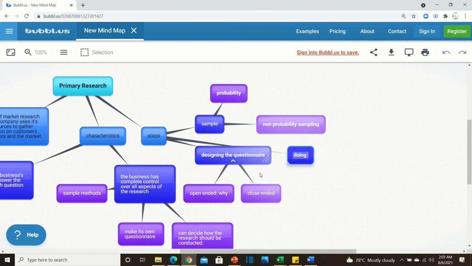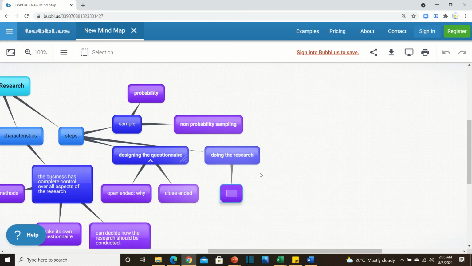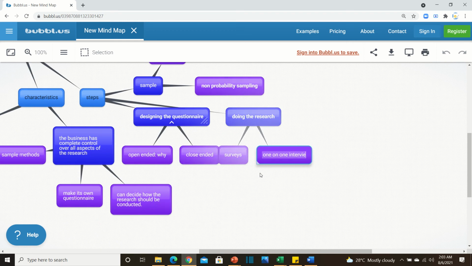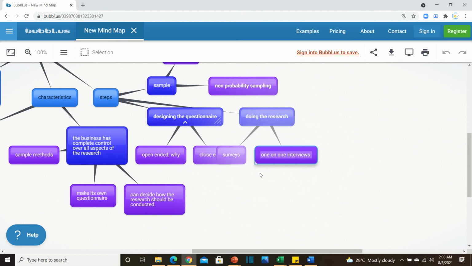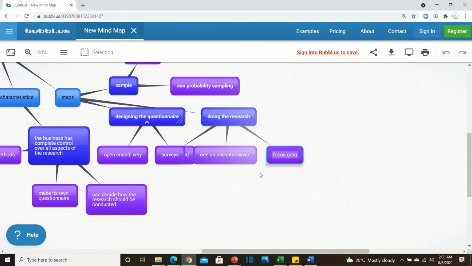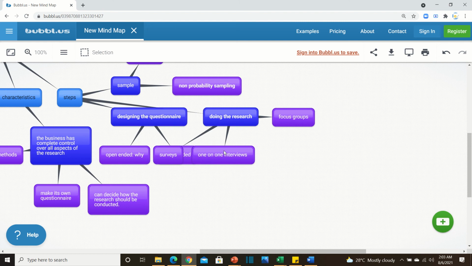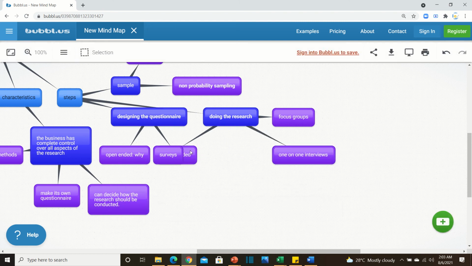So it is doing the research, asking the questions. And how you can do that? You can do that through surveys, one-on-one interviews. You can do that through a focus group. You can arrange people, ask people from the sample to come in, and you can ask particular questions in the group and see the responses and reactions.